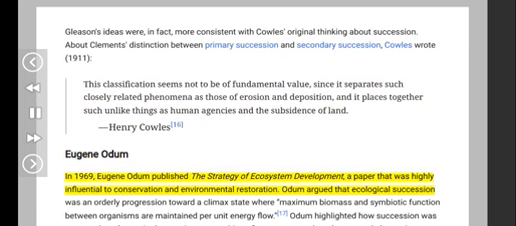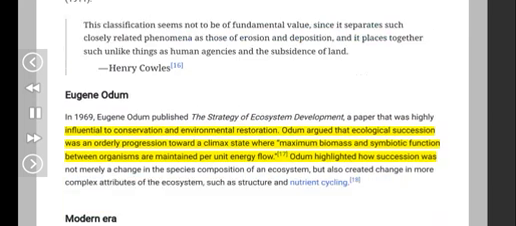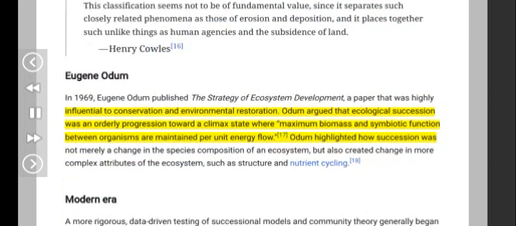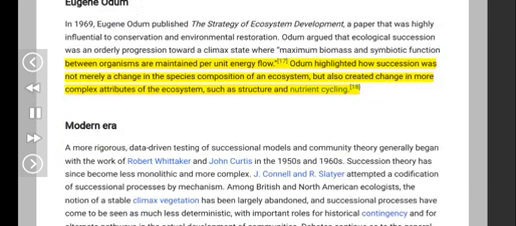In 1969, Eugene Odum published The Strategy of Ecosystem Development, a paper that was highly influential to conservation and environmental restoration. Odum argued that ecological succession was an orderly progression toward a climax state where maximum biomass and symbiotic function between organisms are maintained per unit energy flow. 17. Odum highlighted how succession was not merely a change in the species composition of an ecosystem, but also created change in more complex attributes of the ecosystem, such as structure and nutrient cycling.